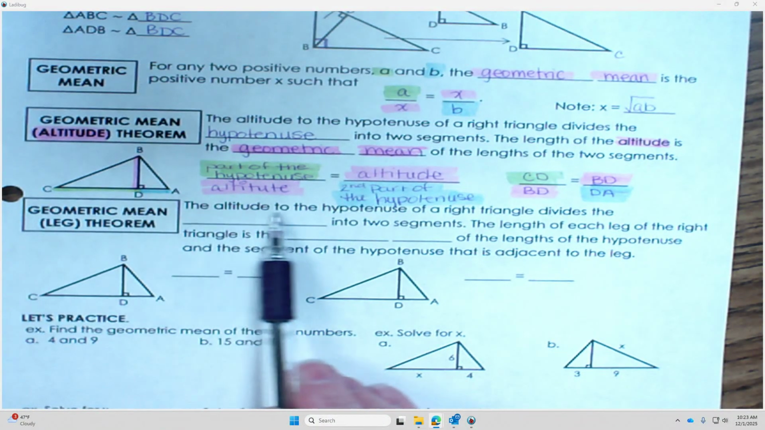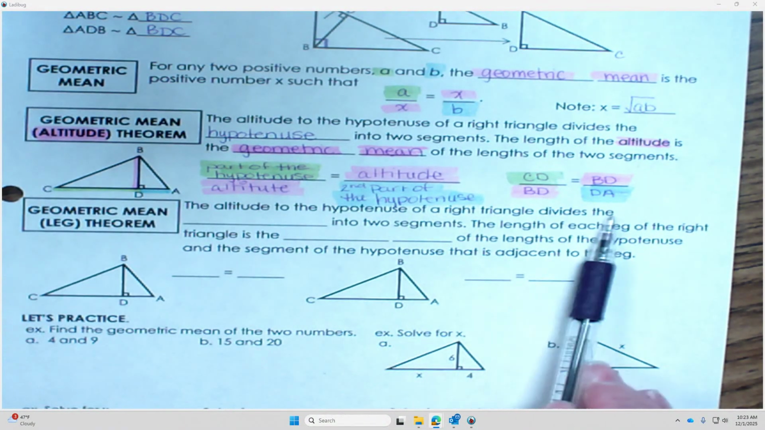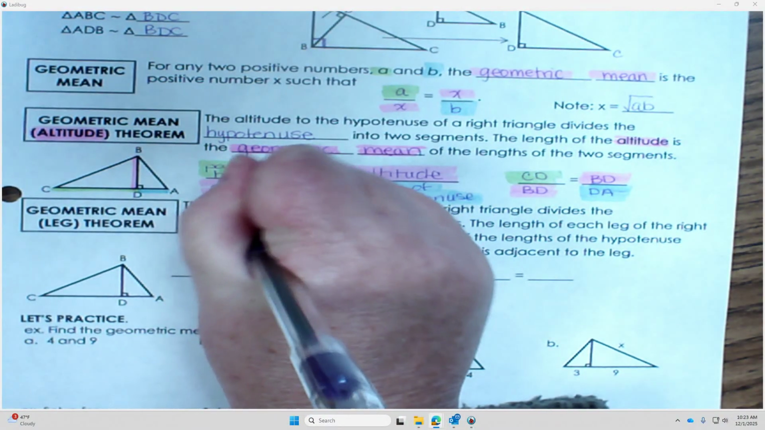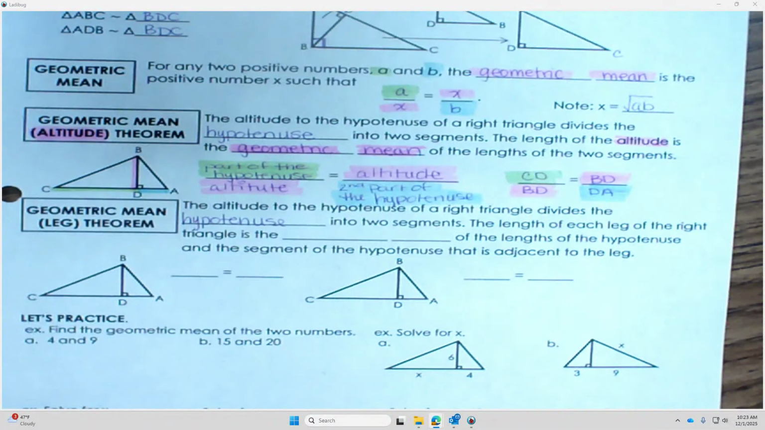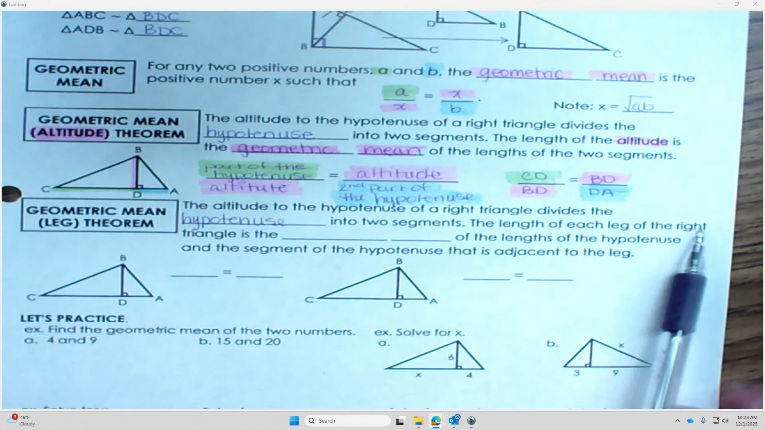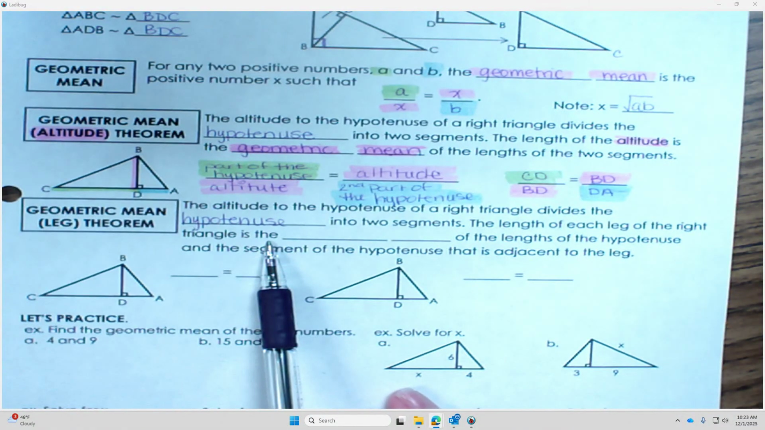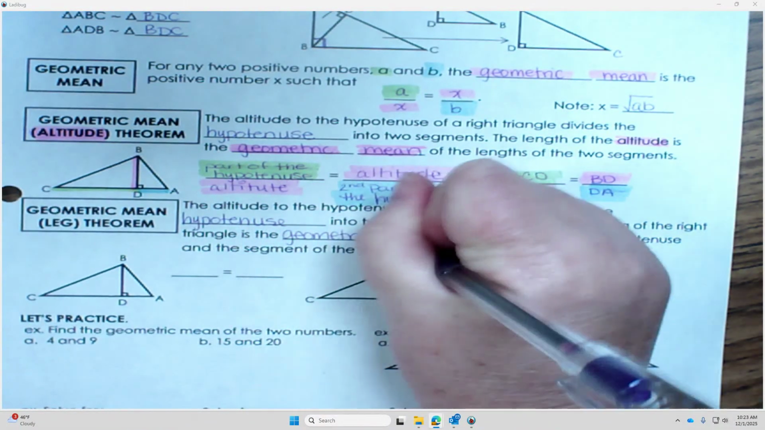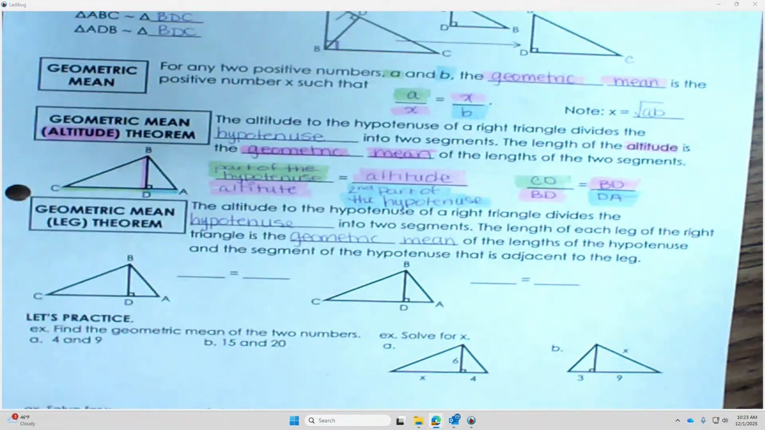So this says the altitude to the hypotenuse of a right triangle divides the hypotenuse into two segments. So same as before. The length of each leg of the right triangle is the geometric mean of the length of the hypotenuse and the segment of the hypotenuse that is adjacent to the leg.